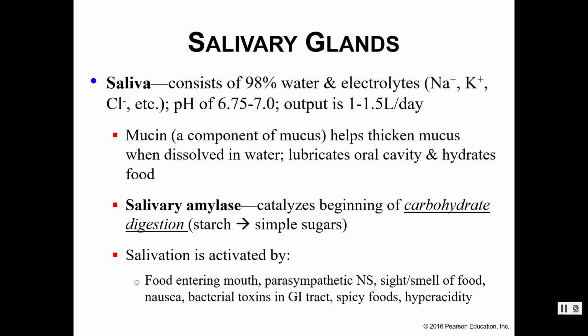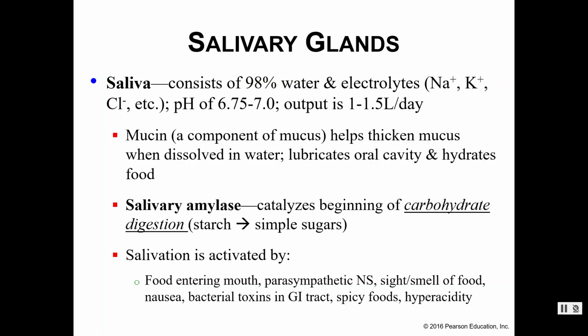Now, saliva, we said we'd talk more later. Here we are at later. Your saliva is mostly water, and that will not shock you. We're talking about 98% water and electrolytes. These are the same electrolytes that we've been talking about forever: sodiums and potassiums, also chloride ions, things like that. The pH of your saliva is slightly acidic to neutral. We're at about 6.75 up to a 7 even. And output is 1 to 1.5 liters per day, which, that's a lot of spit, y'all. Let's be honest. 1.5 liters of saliva every day, that is a lot of spit.